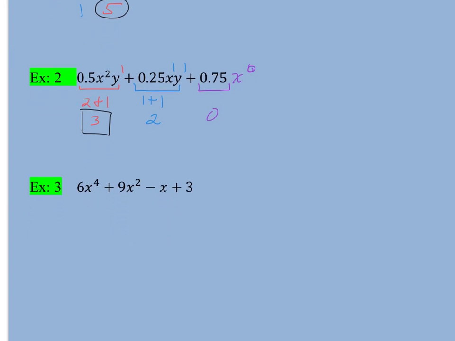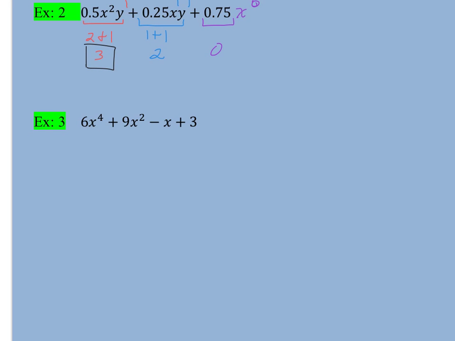Let's apply that same logic to example 3. So again, I'm going to find the degree of the first term. There's only one variable, so it has a degree of 4. That's the exponent right here. The second term, 9x squared, again, still one variable, so its exponent 2 is the degree.